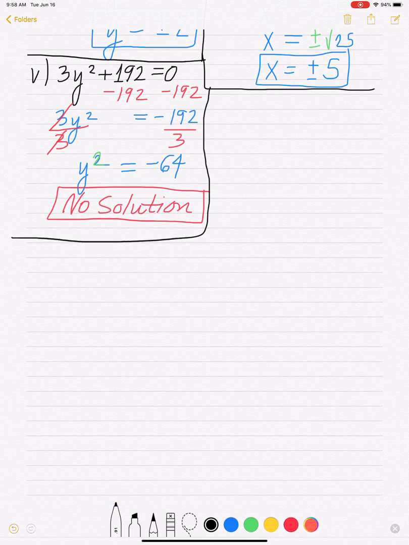Now, I shouldn't just say no solution. I really should say no real solution if I want to be 100% correct, because there is actually a solution out there called an imaginary solution, but there's no real number that's a solution. So no real solution is how I should say it. Okay, better.